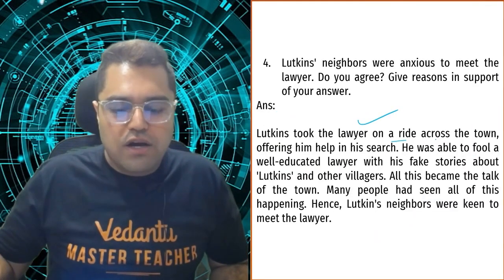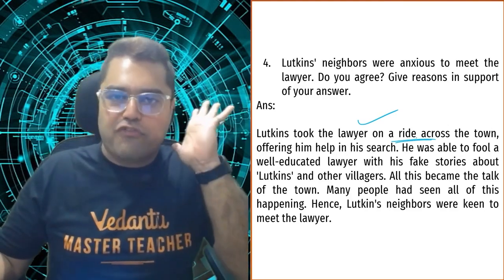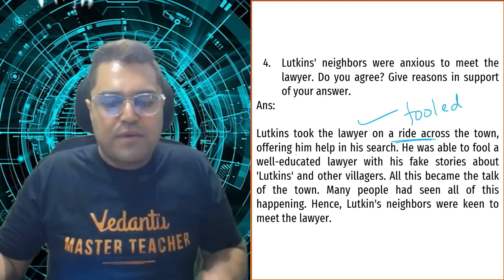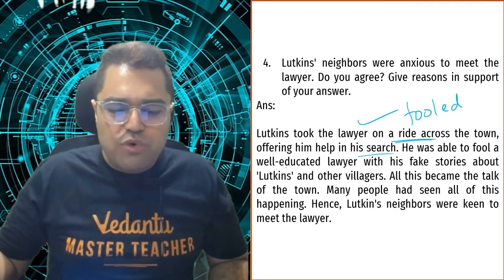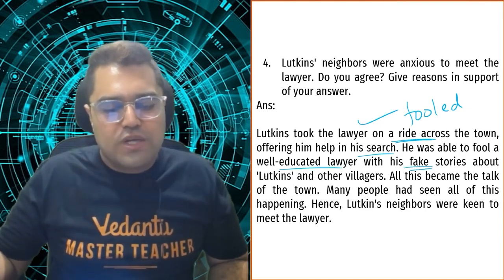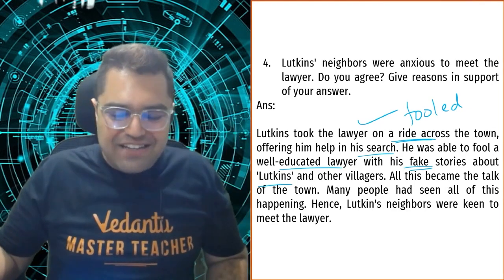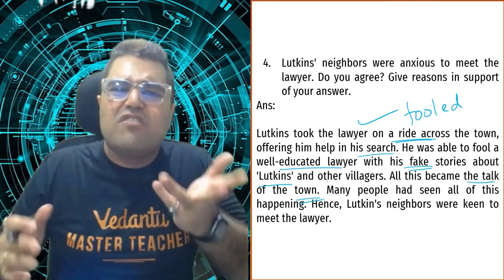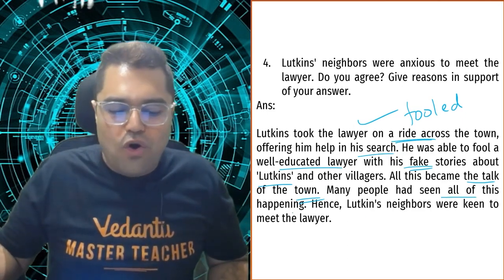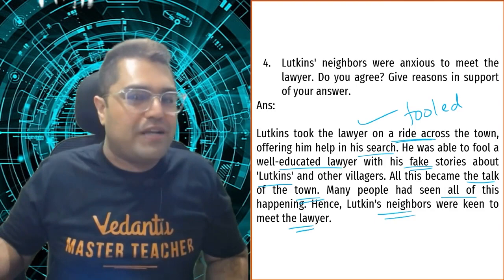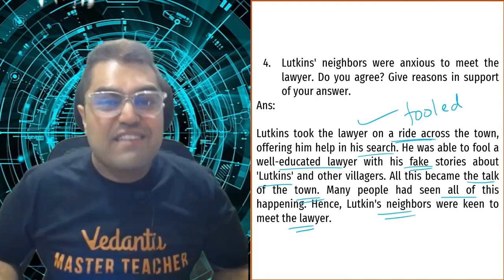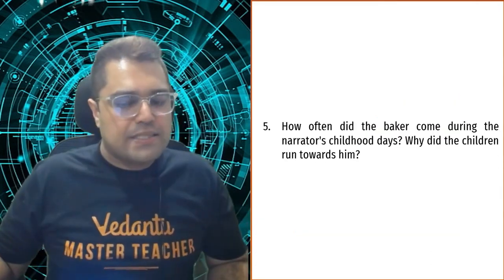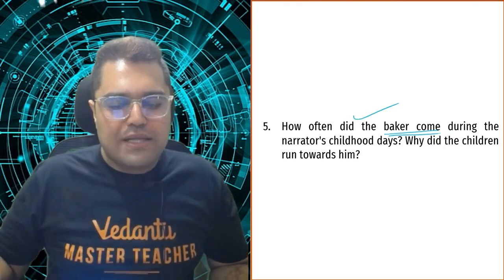Lutkins took the lawyer on a ride, literally and metaphorically. As in, he actually took him, but people, he also fooled him big time, offering him help in his search. He was able to fool a well-educated lawyer with his fake stories about Lutkins and other villagers. All this became the talk of the town. It's a small village and everybody knows everybody. Many people had seen all of this happening. Hence, Lutkins' neighbors were keen to meet the lawyer. The ones who were not there were like, "Call him now, we want to meet him. And how is he and what is he?" Superb answer.